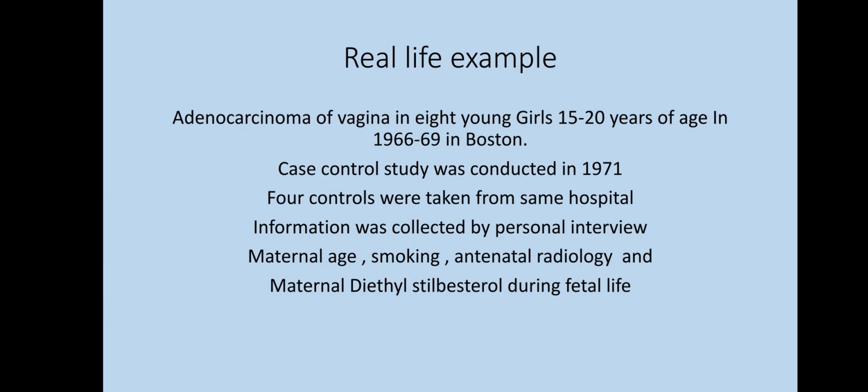The adenocarcinoma of the vagina, which is seen in old women, is a rare disease. It was seen in 1966 to 1969 in Boston City. 8 cases of young girls between the age of 15 to 20 years who were born in the same hospital presented with the adenocarcinoma of the vagina.